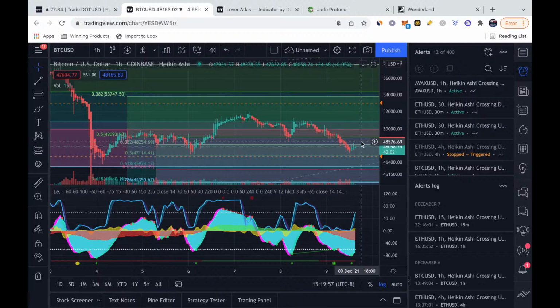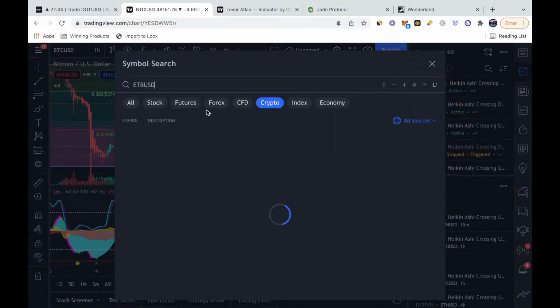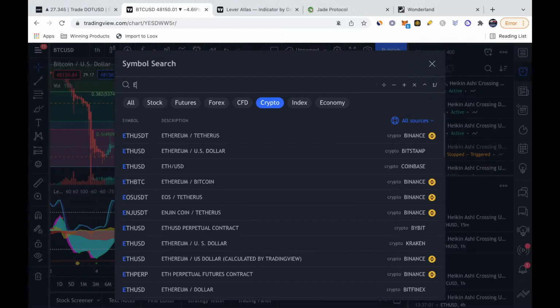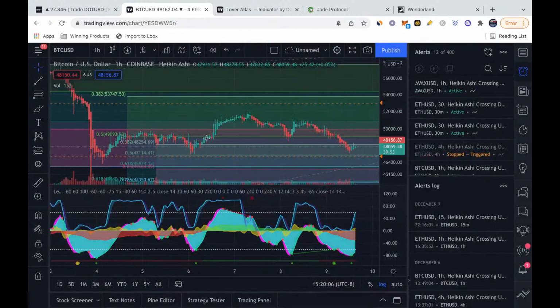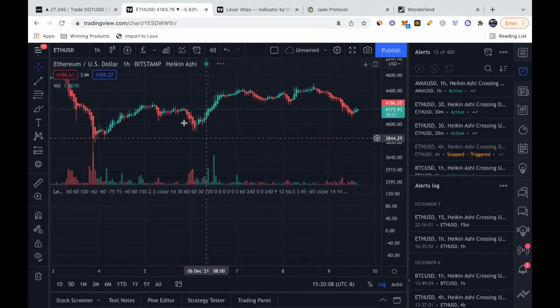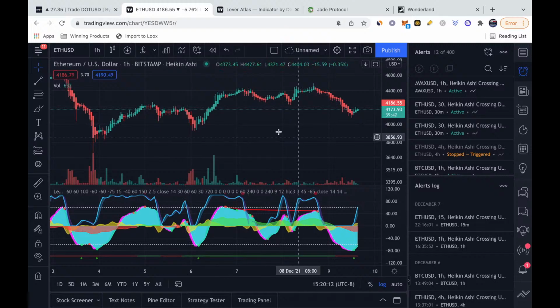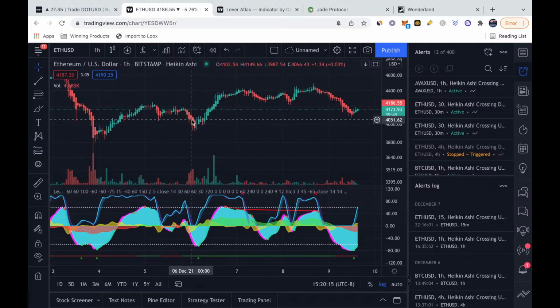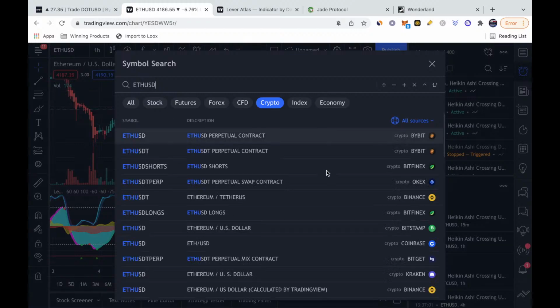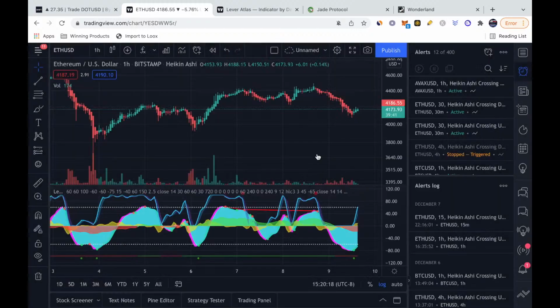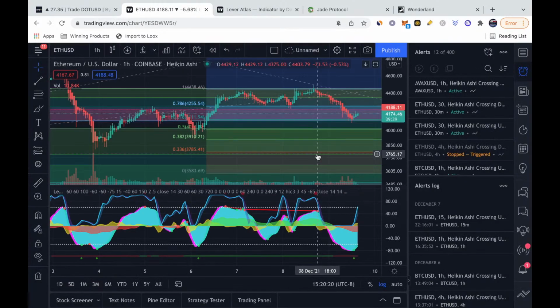Let's go to ETH real quick. Let's take a look at ETH. I typed in the wrong symbols. There we go. Now I should have some fib lines up. Oh, no, I got the Bitstamp one up. I don't want that. I want the Coinbase one because that's where I have the lines drawn. Here we go. The Fibonacci lines, that is.